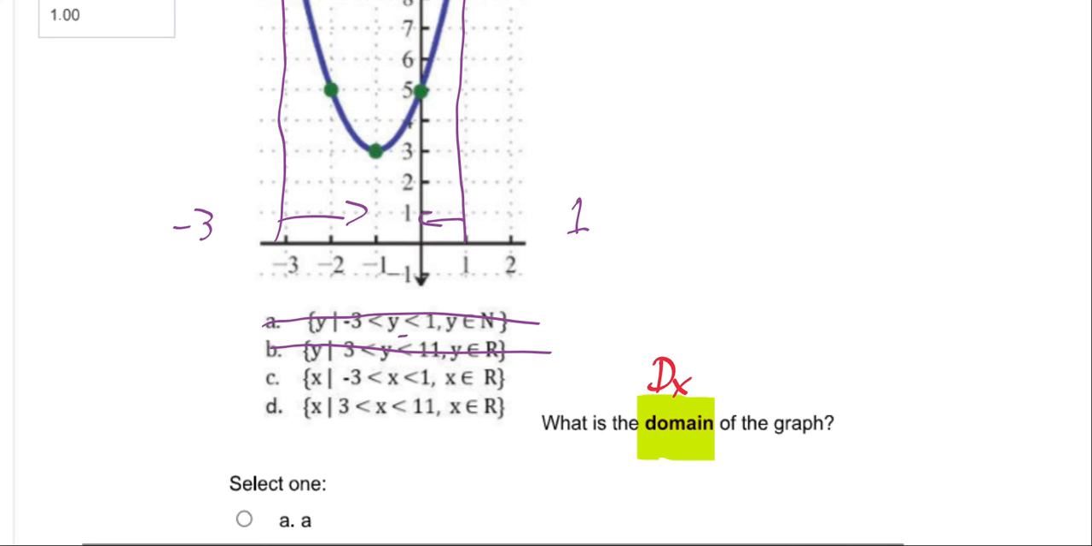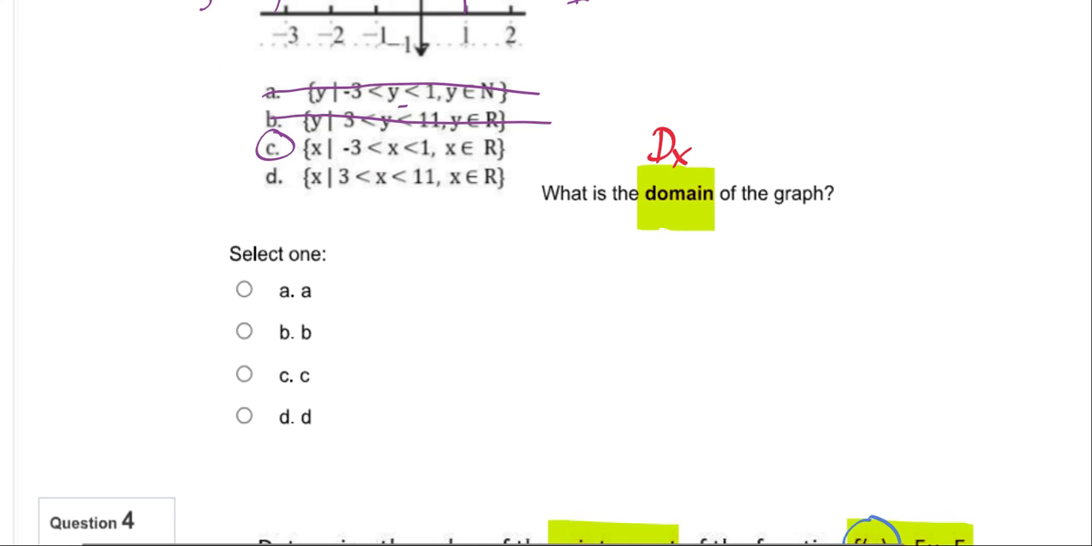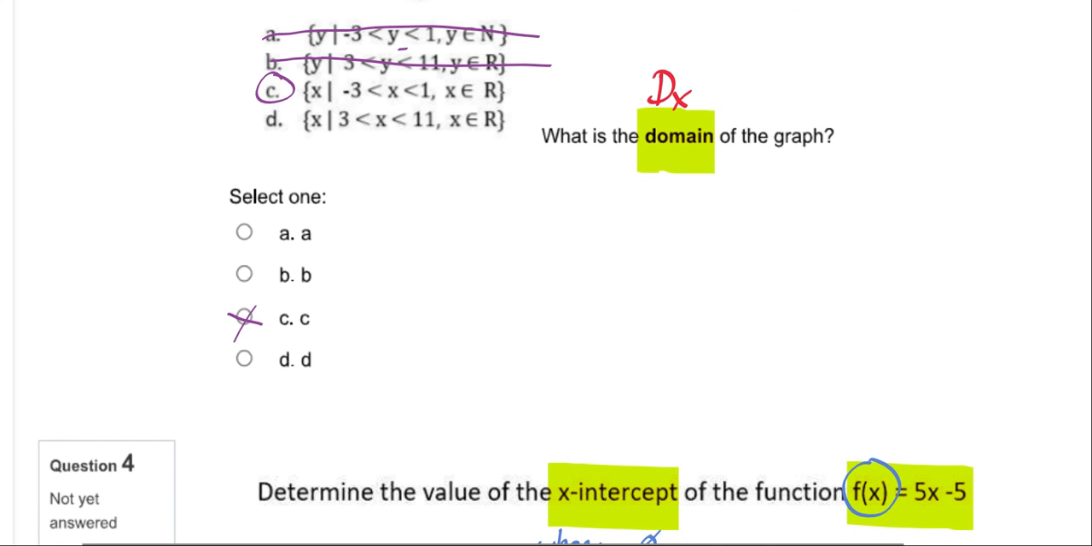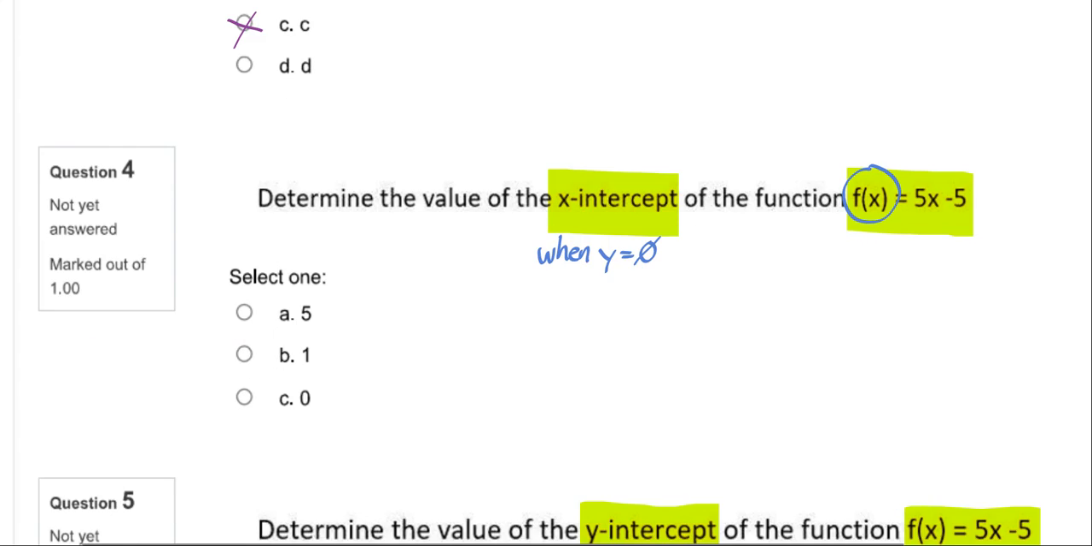And they are real values. Both of those say real, that's okay. So it looks like C. D says anywhere between 3 and 11. 3 is about here, and 11 is way over there. The graph would not be showing up if we looked in that area. So for this question, we choose C. The x values, the domain, are anywhere between -3 and +1 in this graph.